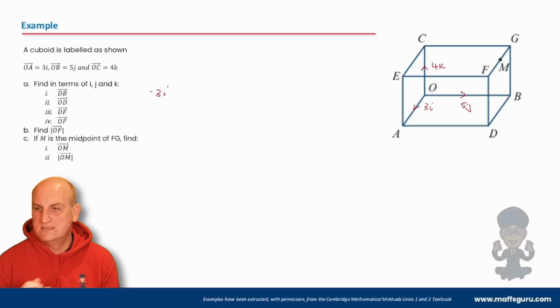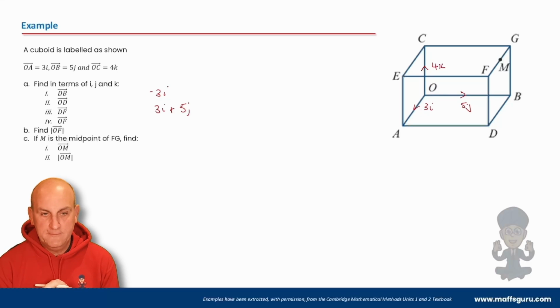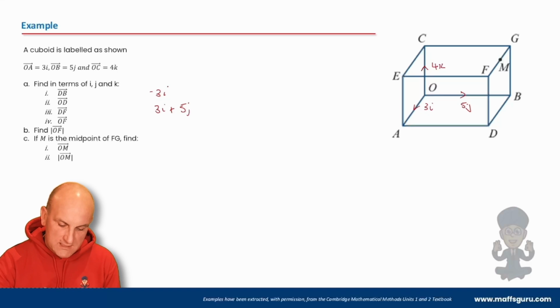What's the next one? O to D. To go from O to D, I need to go here and then here, or here and here. So that one is 3i plus 5j. D to F. I can go along here, up here, and along here. Oh, no, that doesn't work. Well, maybe we'll do that one there. It happens to be the same length and in the same direction as O to C. So that's just going to be 4k.